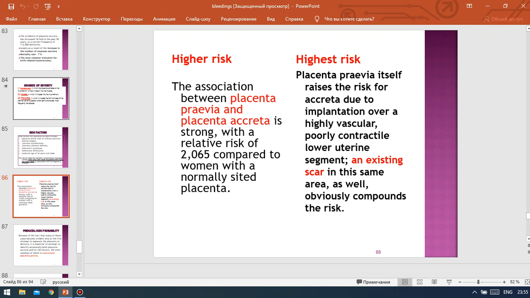The association between placenta previa and placenta accreta is strong, with a relative risk of 2,000 compared to women with a normally seated placenta. Placenta previa itself raises the risk for accreta due to implantation in a highly vascular, poorly contractile lower uterine segment. An existing scar in the same area visually compounds the risk.